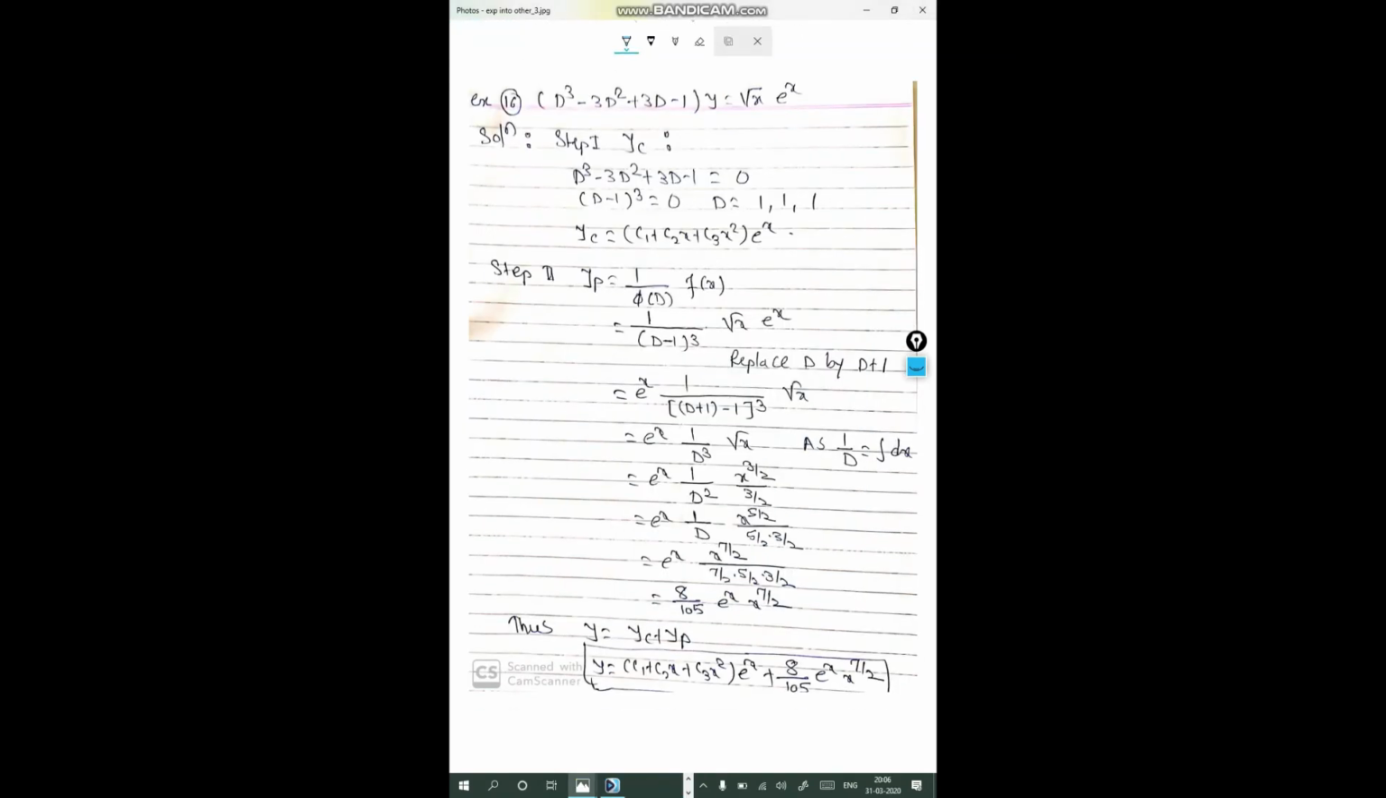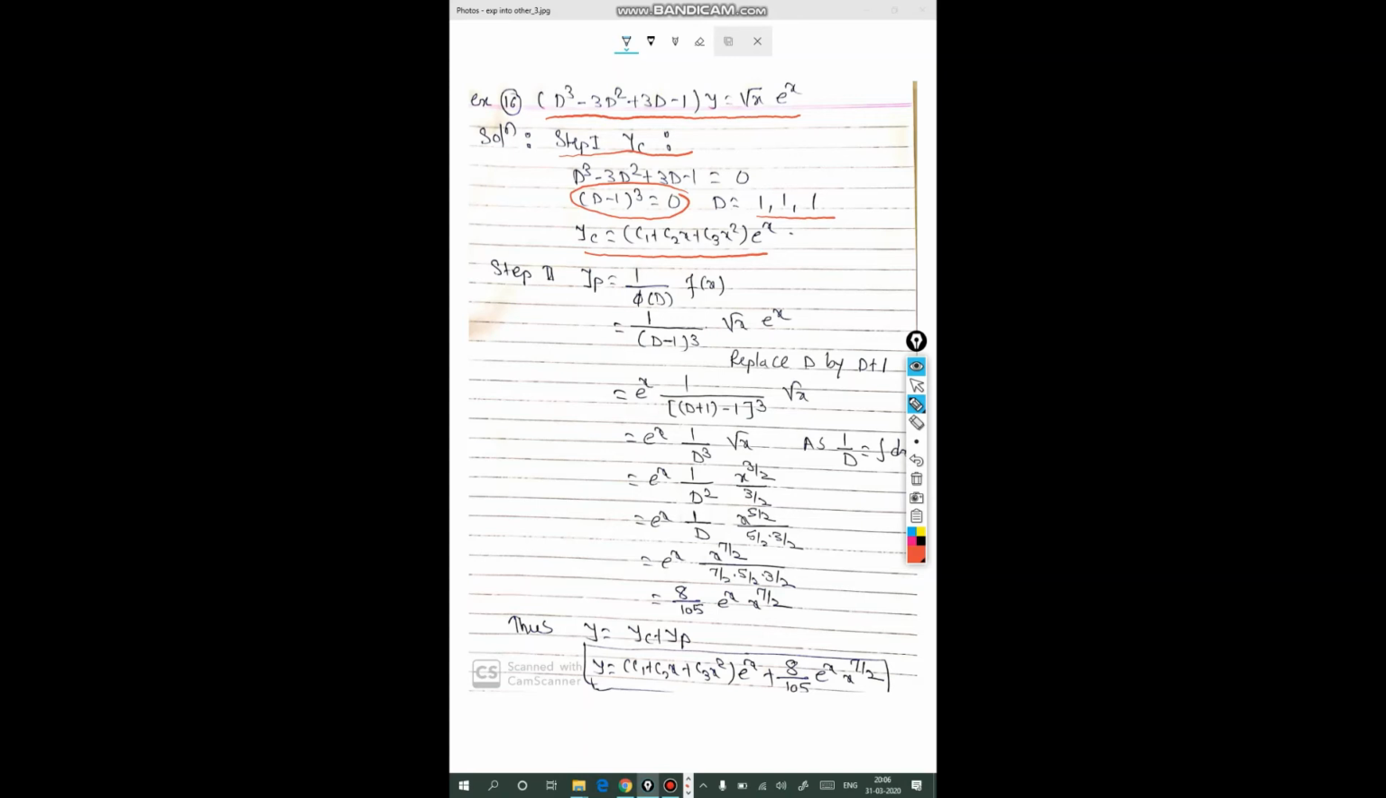Hello everyone. Let me start a second example of the type e raised to x into v. The example is now (D^2 - 3D^2 + 3D - 1) of y is equal to root x into e raised to x. Number one is the complementary function, that everyone knows. Here it is a perfect cube of D minus 1, so (D - 1) cube is equal to 0. So 1 is repeated thrice, and the yc will be (c1 + c2 x + c3 x square) into e raised to x.